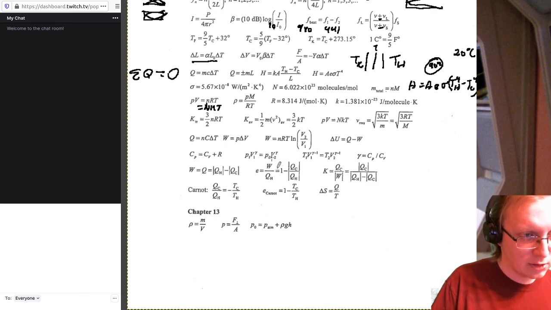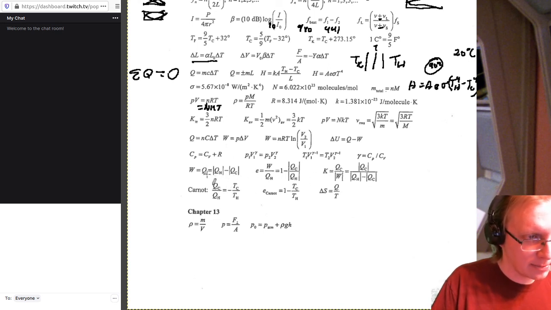These two are for when adiabatic expansion or compression happens. Pressure 1, pressure 2, volume 1 and 2. Gamma is the ratio of CP and CV. And then these are works.